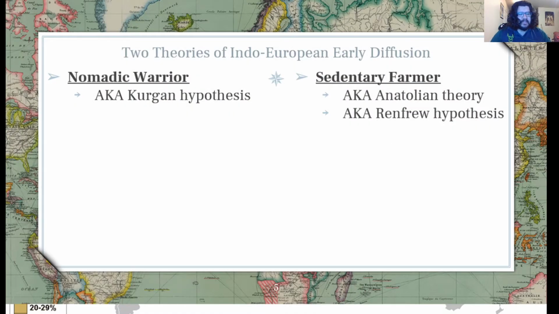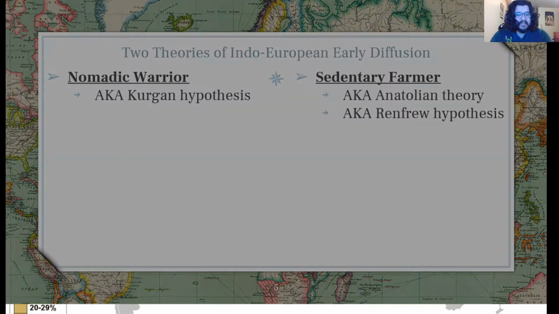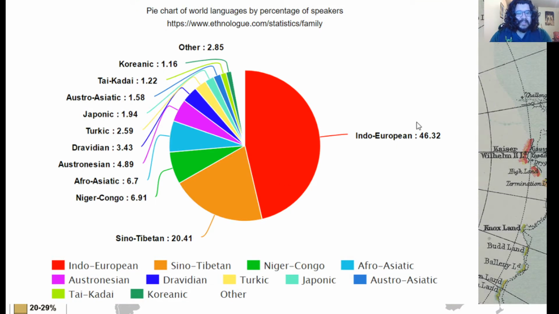Indo-European origins come from two different hypotheses. One, which we might call the nomadic warrior theory, or the Kurgan hypothesis, and the other, which we might call the sedentary farmer theory, or the Anatolian theory, or the Renfrew hypothesis. Both of these seek to explain just how Indo-European got to where it is today, right? How it started spreading from people to people, and how that contributed to it being the largest language family represented in the world today.